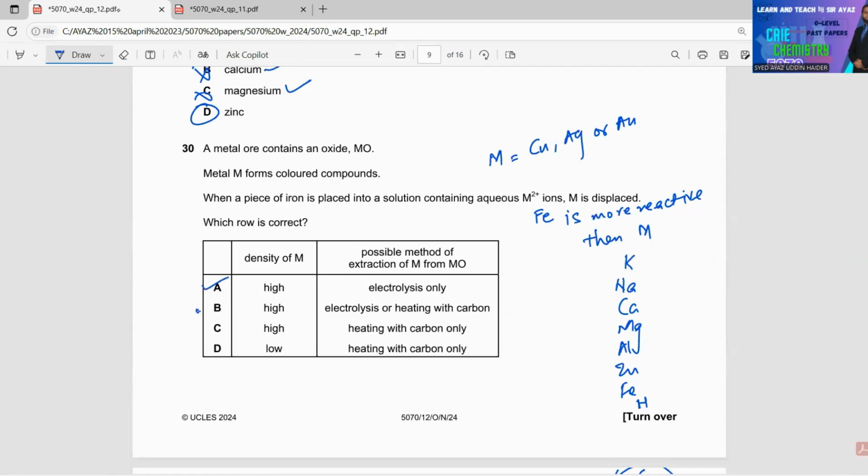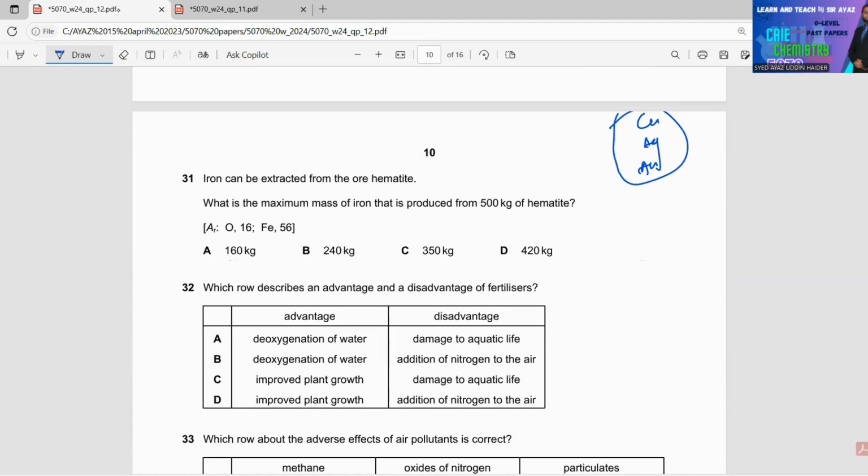So either A is correct or B is correct. C and D are incorrect. Now I've narrowed down the choices. Let's check the possible method of extraction of M from MO. You can extract it by electrolysis or heating with carbon. So B must be the right answer in this case. You can get the M from its compound by using a reducing agent like carbon.